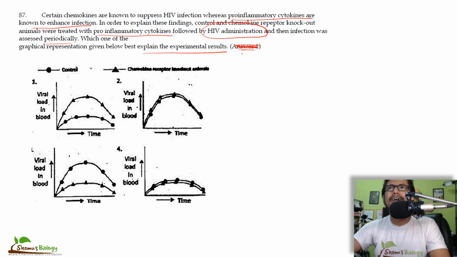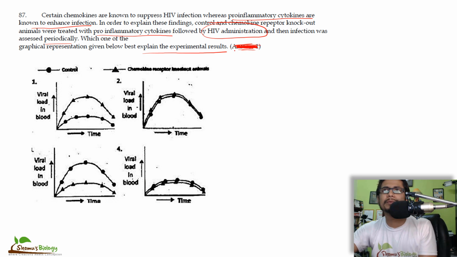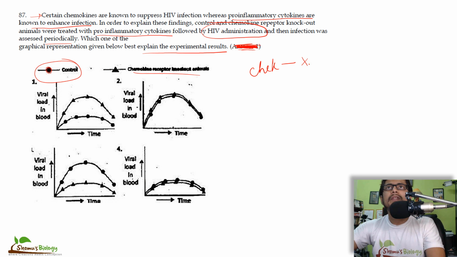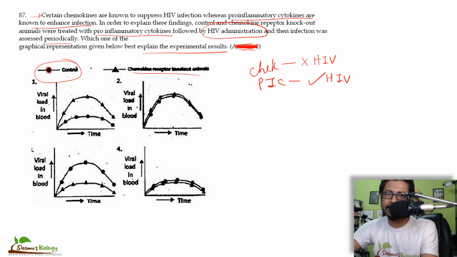The answer is not the thing here, okay. So this is mentioned wrong here in this case. So what we can see, the control is given with this circle, the black circle, and the triangle is the treatment, the treated or the experimental set. Now there are these two types of results. The result is already told in the very beginning. Certain chemokines are known to suppress HIV infection, whereas pro-inflammatory cytokines enhance it. So chemokines here suppress HIV and pro-inflammatory cytokines enhance HIV. Now which of the following graphs properly explains both findings together?